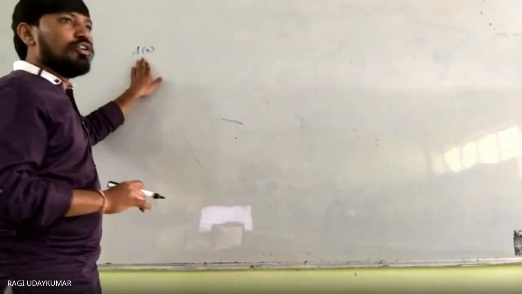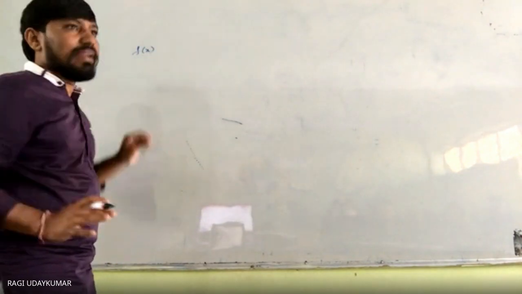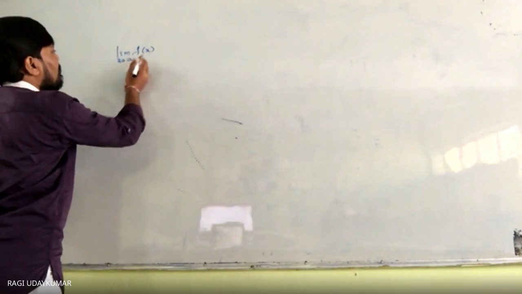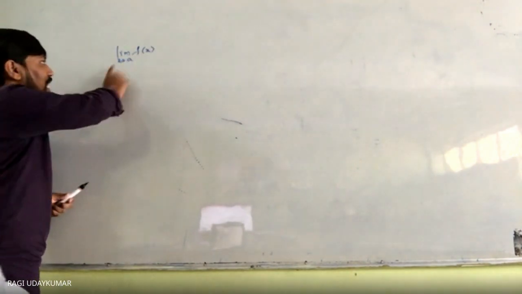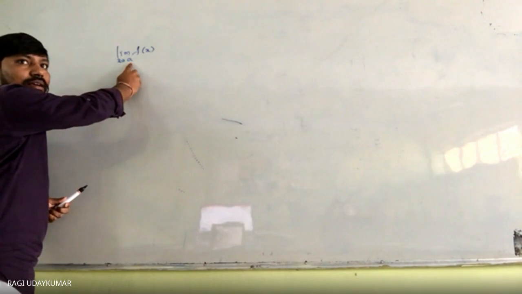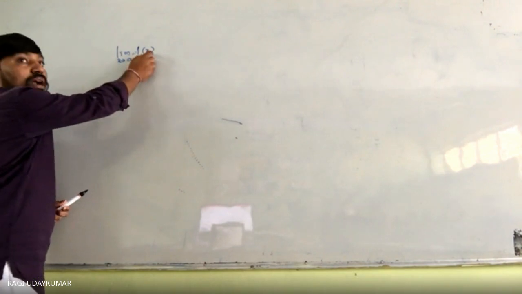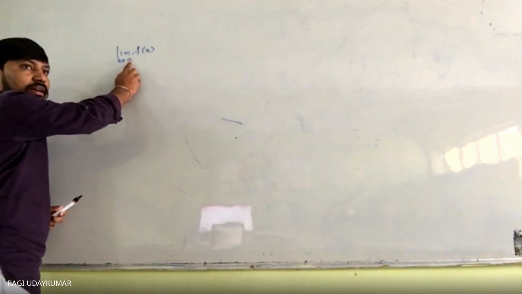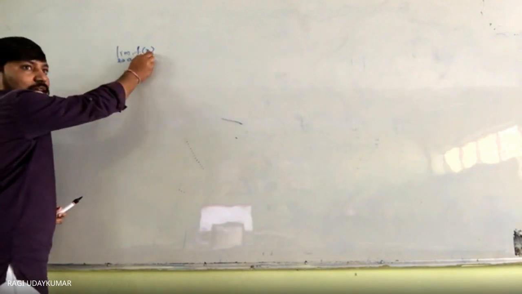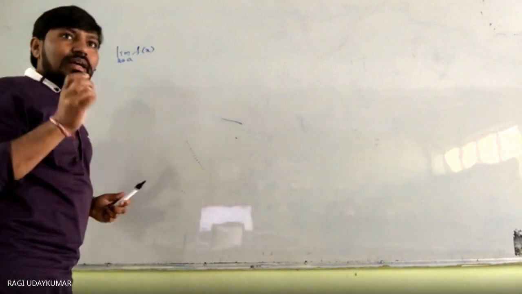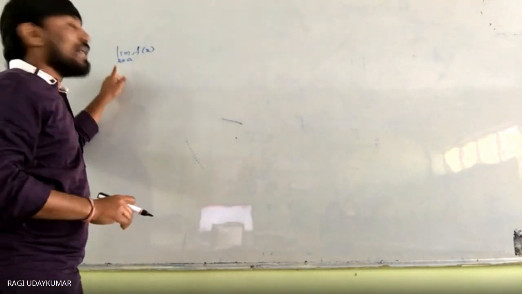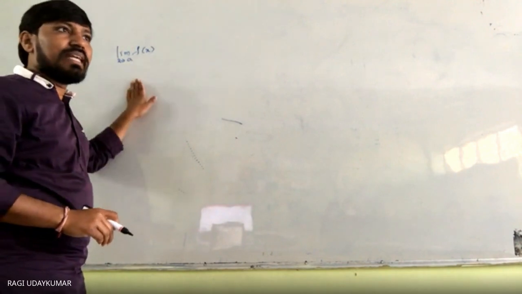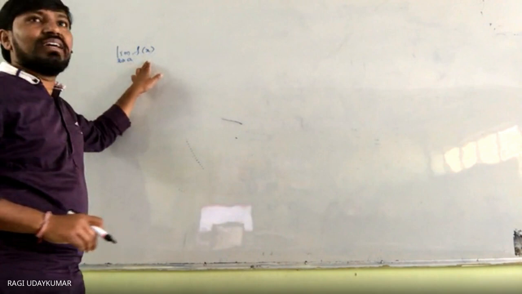So f of x is a real valued function, meaning we are going to get real numbers, and limit x tends to a of f of x is nothing but: as the x value is reaching a, what is the f of x value? That is represented as limit x tends to a of f of x.